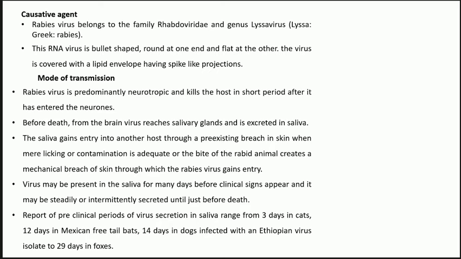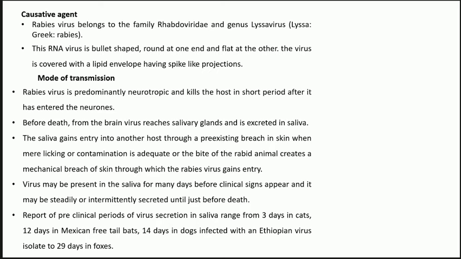For example, even though a person has rabies and saliva is being secreted continuously, the person who is looking after him should be very careful. The reason is, if that person has a cut on his hand or anywhere, and the saliva comes in contact with that wound, then the rabies will enter the body. So you have to be very careful. Saliva gains entry into another host through a pre-existing breach in the skin, by licking or contamination.